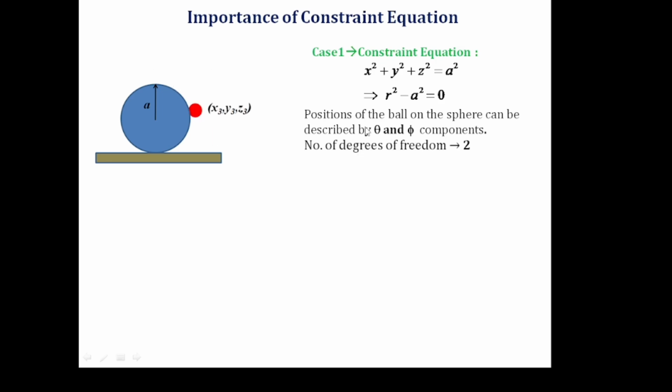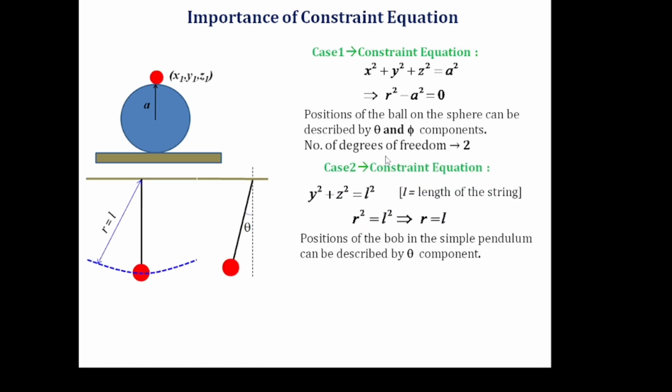So here theta and phi are the independent parameters. They are not involved in the constraint motion. So in the constraint equation only the r parameter is involved, and theta and phi are the independent parameters. So that is why here the number of degrees of freedom is 2 and the number of generalized coordinates is also 2. So second case, that is the bob oscillating in a simple pendulum.